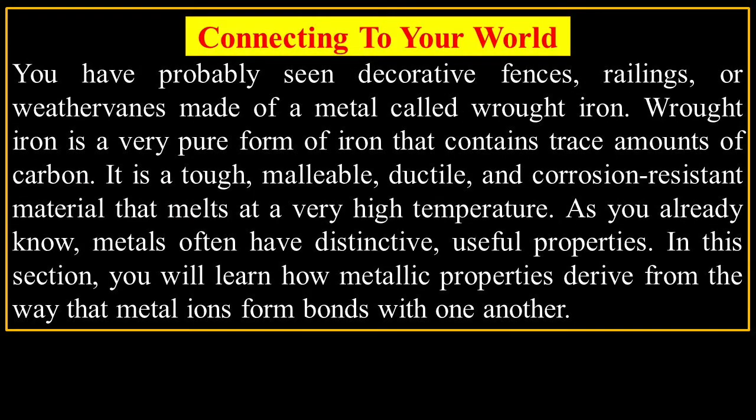You have probably seen decorative fences, railings, or weather vanes made of a metal called wrought iron. Wrought iron is a very pure form of iron that contains trace amounts of carbon. It is a tough, malleable, ductile, and corrosion resistant material that melts at a very high temperature. As you already know, metals often have distinctive, useful properties. In this section, you will learn how metallic properties derive from the way that metal ions form bonds with one another.